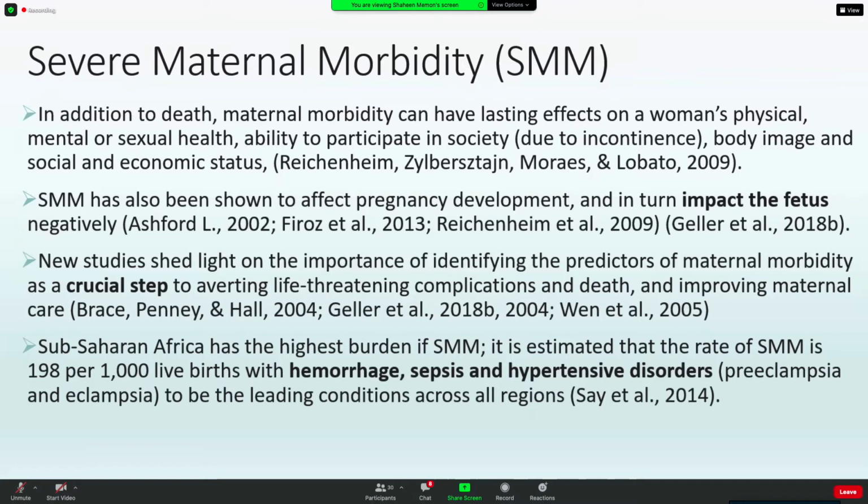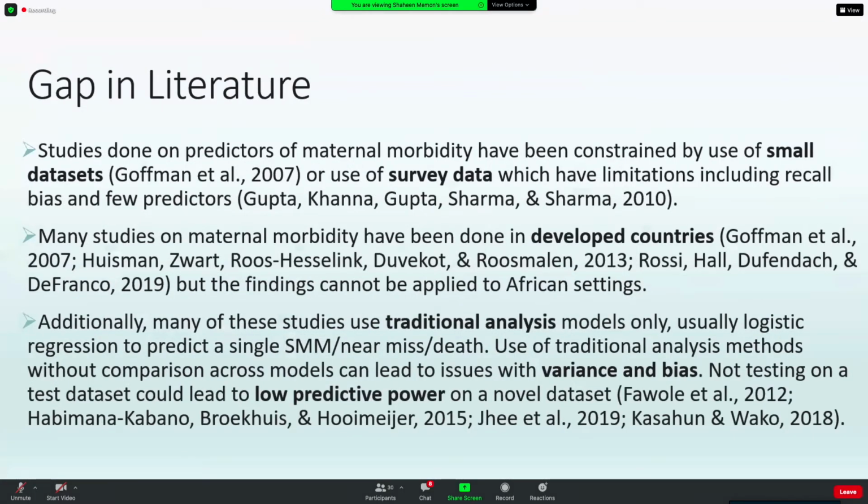The most common morbidities include hemorrhage, sepsis, and hypertensive disorders, which include preeclampsia and eclampsia. Of course, there have been studies that looked at both maternal mortality and maternal morbidity, but we still have some gaps. These include use of small data sets. You will find quite a few studies done on mortality, but because mortality is a rare event, people are forced to use small data sets. Sometimes people use survey data, but there is recall bias and few variables in survey data. Many other studies have been done in developed countries, including studies that used machine learning methods to predict morbidity and mortality. However, the findings cannot be generalized to African settings.